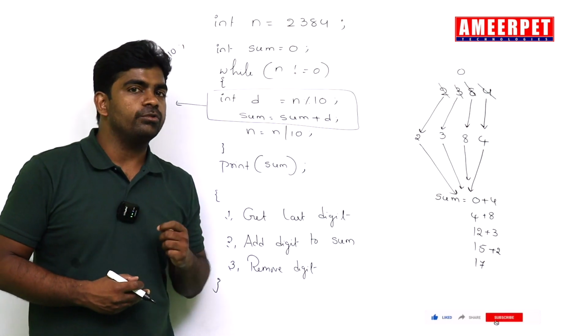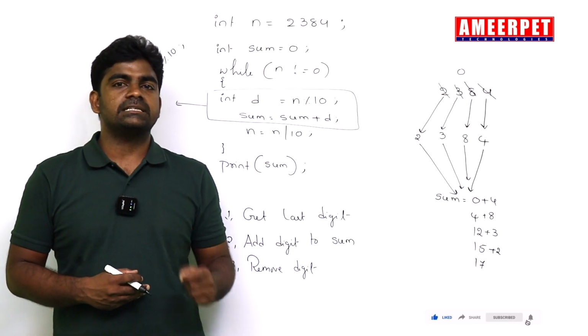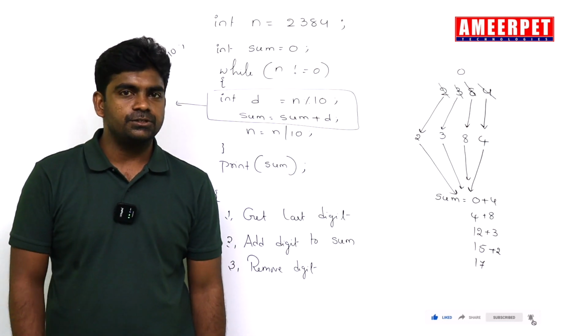So this is just how to find the sum of digits in the given number. Hope you understood. Thank you.